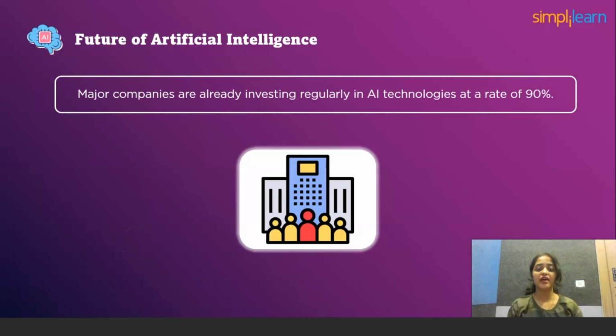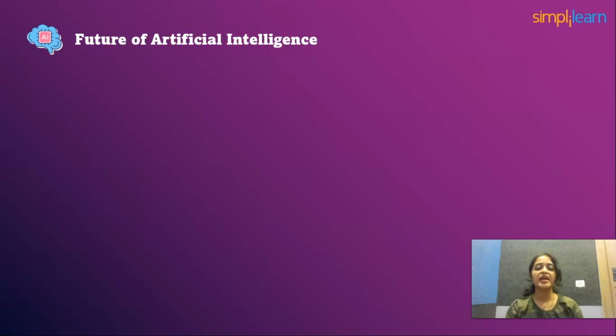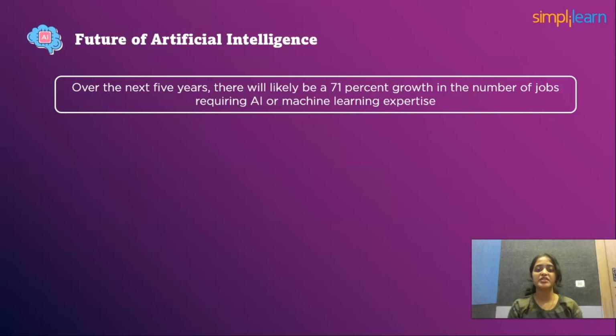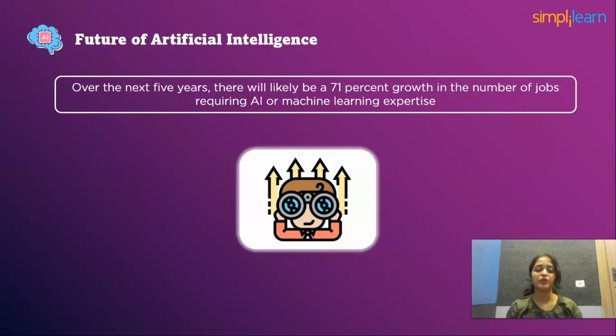Given that AI will have such broad effects across numerous industries, it is also a wonderful area to concentrate your efforts on if you want to advance your career or boost the competitiveness of your professional profile. Many assessments of the top job market talents for 2018 place AI and machine learning at the top. Over the next 5 years, there will likely be 71% growth in the number of jobs requiring AI or machine learning expertise. No matter how we feel about it, AI is undoubtedly here to stay.